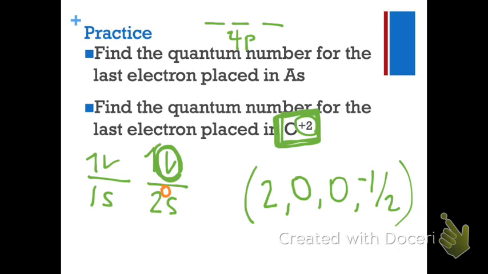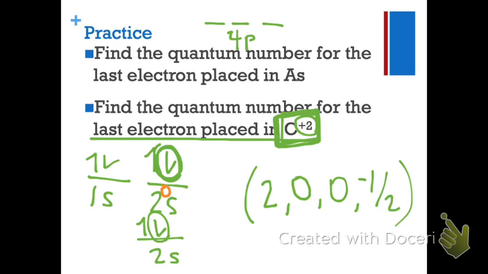How do you know which one that is? It's always the last electron. So we said find the quantum number for the last electron placed in C plus 2. As we were filling out our orbital diagram, 2s, we went this one first, then that one second. So that's what we're looking at, whatever goes in last. How do you tell if it's positive or negative? Negative is pointing downward, positive is pointing upward.